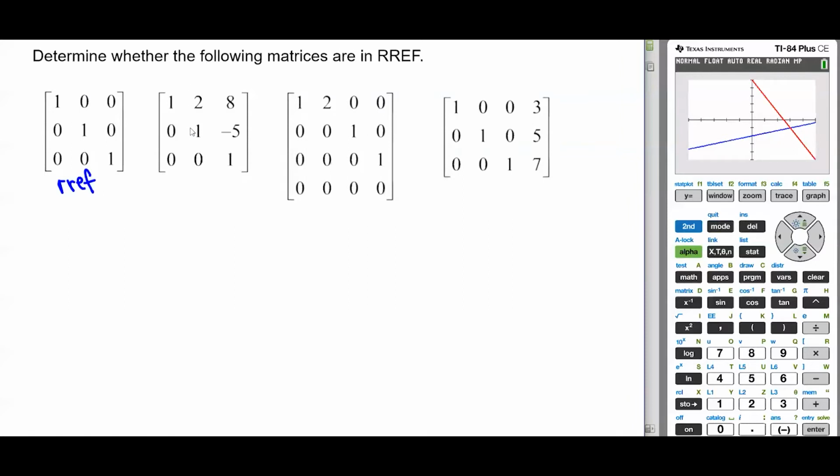So for the second one, we can tell right away it's not in RREF because I have a leading 1 in this column, and I have an entry that's not 0 in that column. So we would want to eliminate this entry and also these 2. We want to make those zeros as well in order to get this into reduced row echelon form.